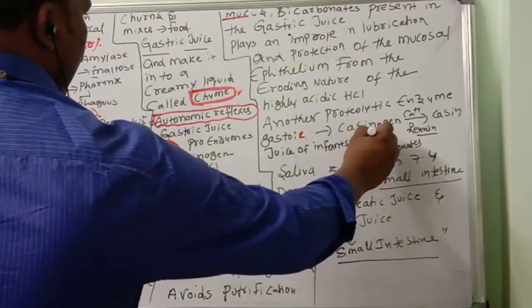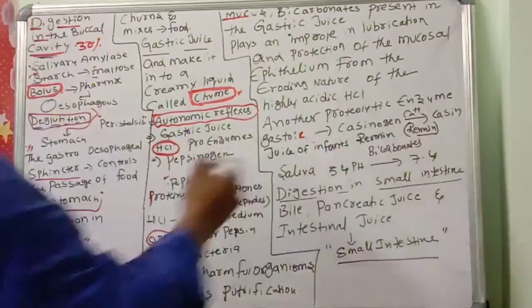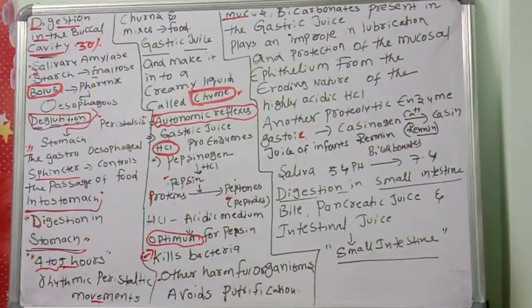Renin. What will this renin do? It acts on milk protein. Small babies drink milk, right? In that milk, casein protein is there. So renin acts on it and digests it. Very important: it converts caseinogen to casein in the presence of calcium.